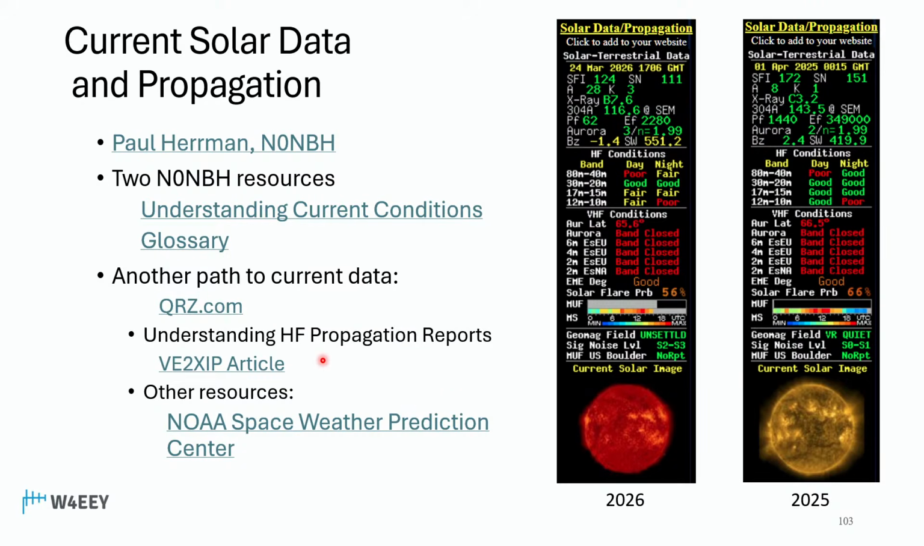There was a fellow here that wrote an article, VE2XIP. He was very confused about all of these terms and numbers, so he decided to write an article that explained it to a beginner. So this is a good article. And then again, the NOAA Space Weather Prediction Center has a ton of resources on understanding all of this stuff.